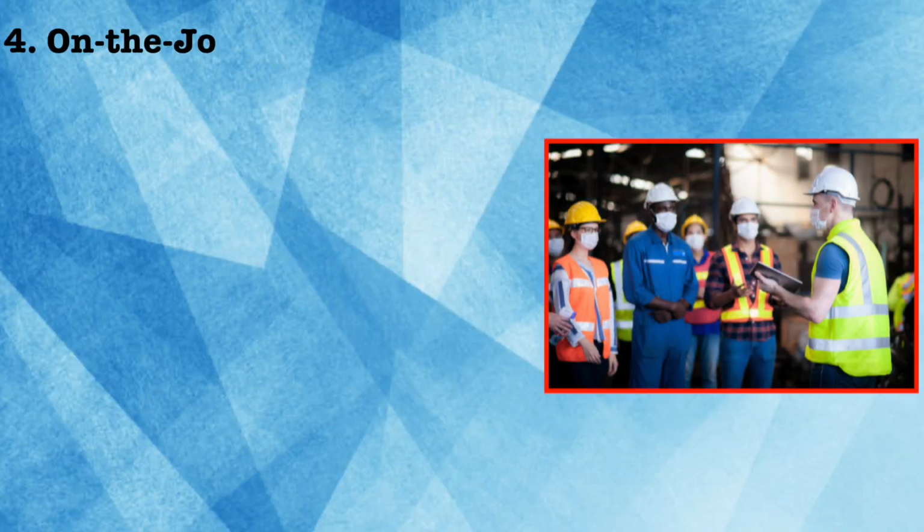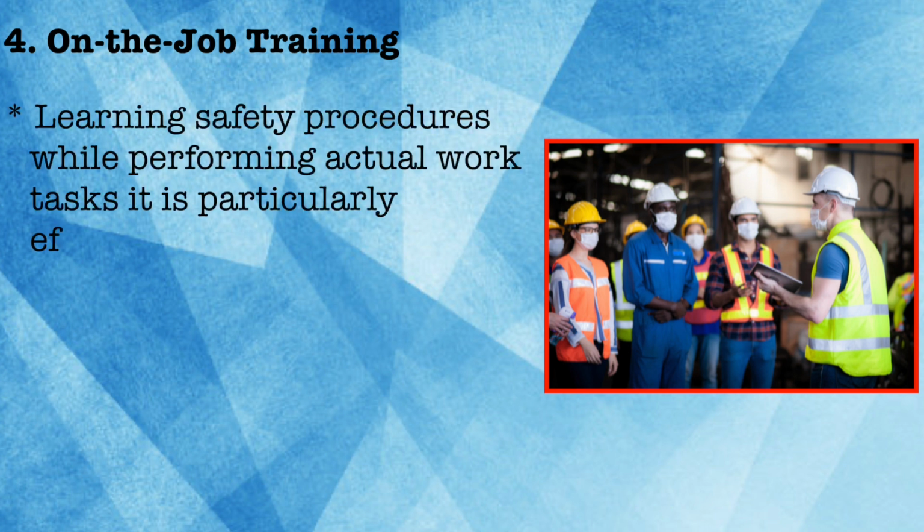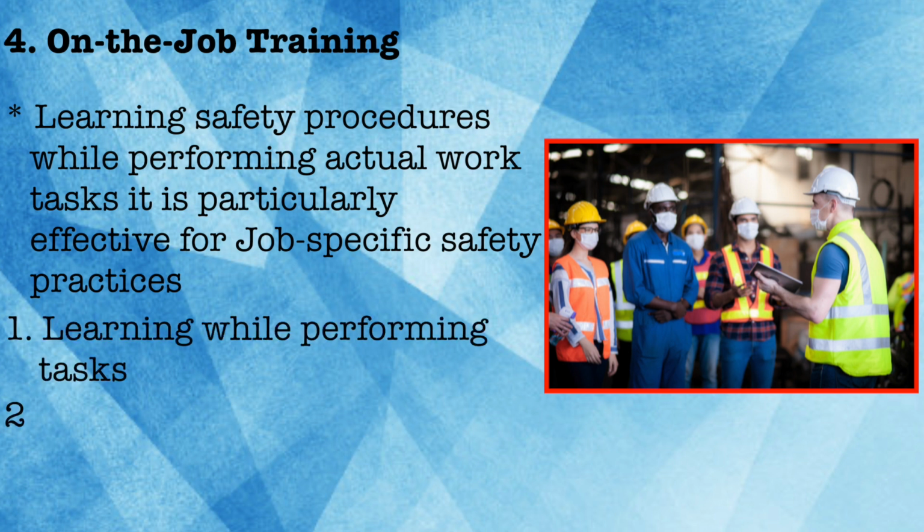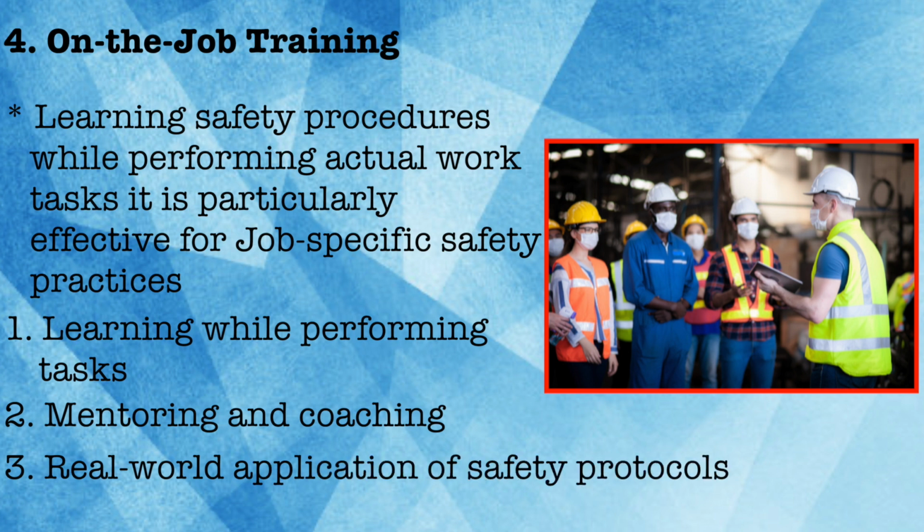On the job training. On the job training involves learning safety procedures while performing actual work tasks. It is particularly effective for job-specific safety practices. The key features of on the job training include learning while performing tasks, mentoring and coaching, and real-world application of safety protocols. Let us see these topics in detail.